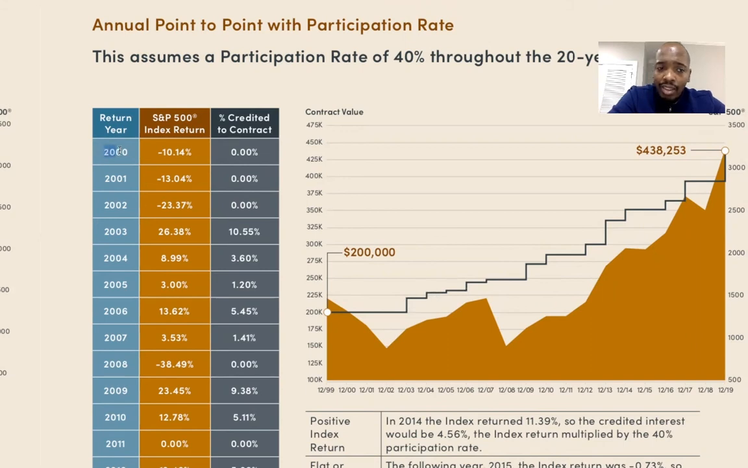The year 2000, 2001, 2002, that was the tech bubble. That was the Y2K scare when people were afraid of their money. Well, pretty much they were afraid that when we went from 1999 to 2000, they thought the world was going to come to an end. And then that was also the tech bubble where all the tech stocks actually went crashing down. If you were in the market, you would have gone down -10, -13, -23% for 3 consecutive years. In the fixed index annuity, you did 0.